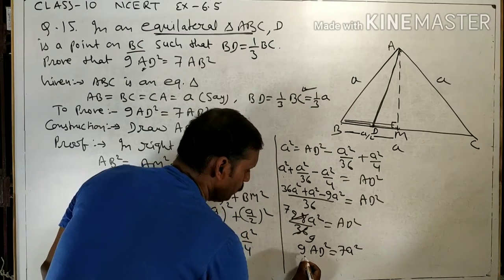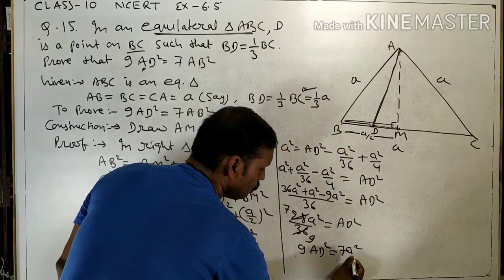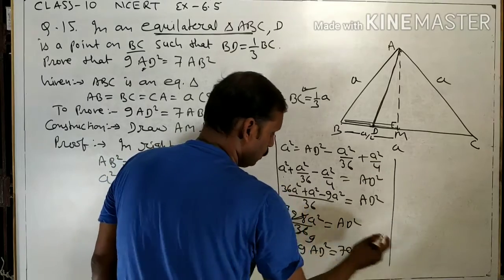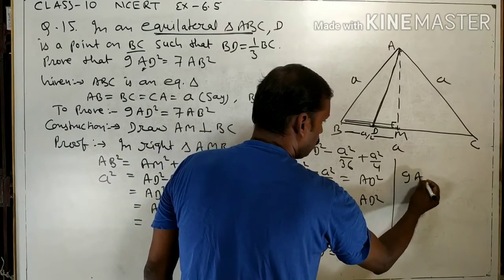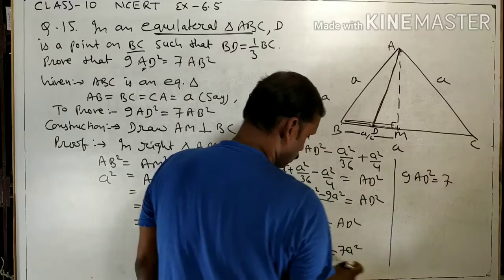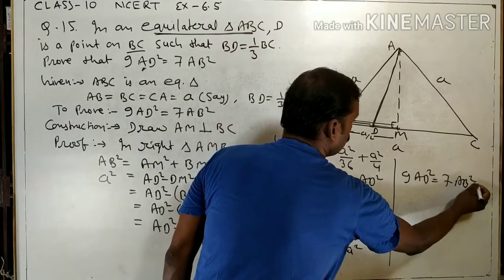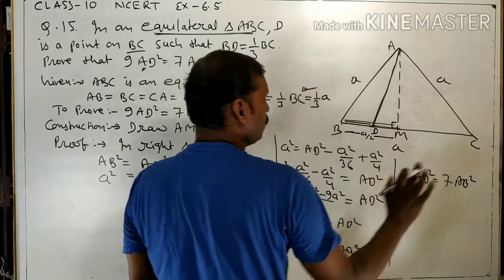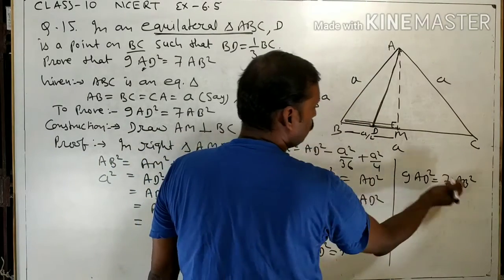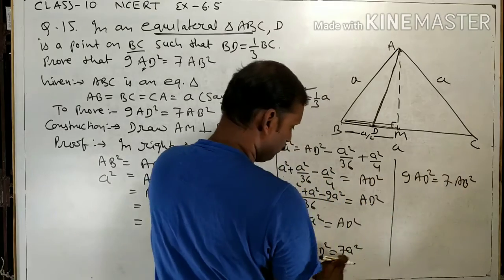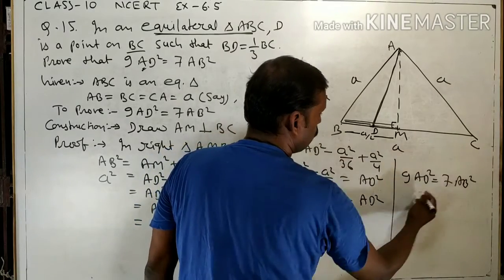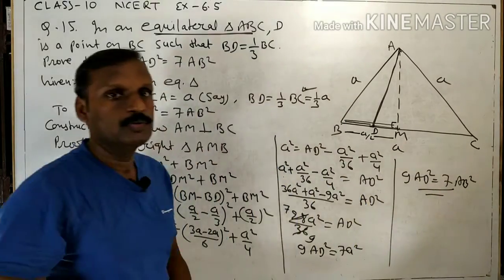9 AD square equal to 7A square. A means side AB. All are A, so you can write anything, but we have to prove AB. So in place of A square, we write AB square. So this is the proof of this question.